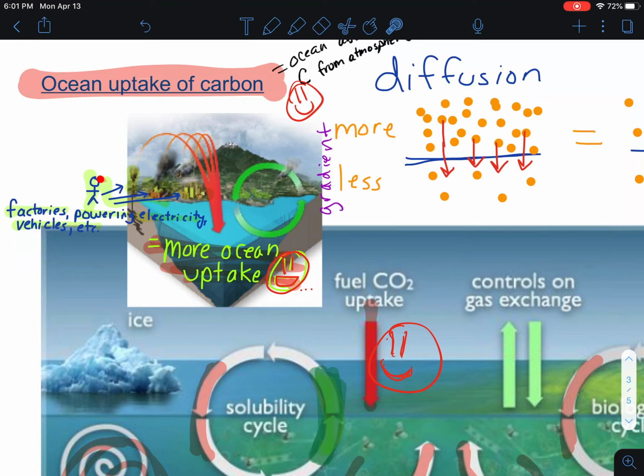And the more carbon dioxide we put in the air through factories, powering things for electricity, vehicles, and whatnot, the more carbon dioxide the ocean takes in. Yay, thank you, ocean. Happy, red, yay, red for taking it in.